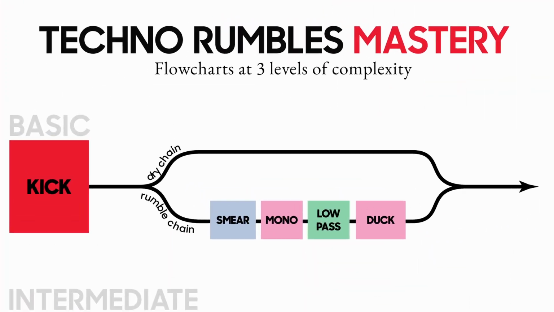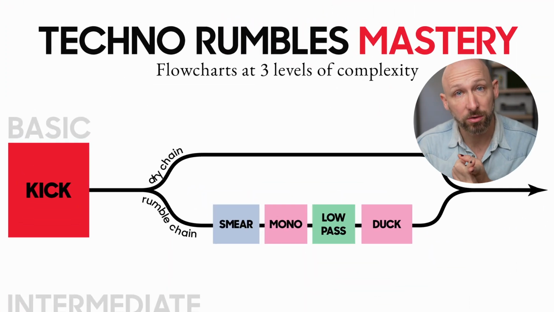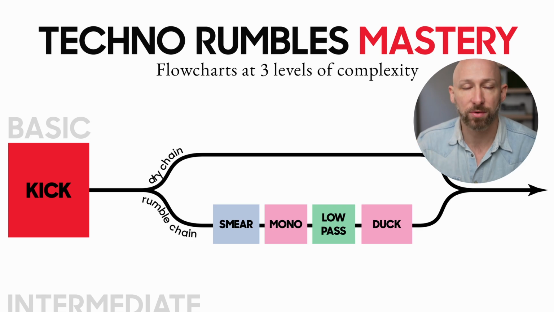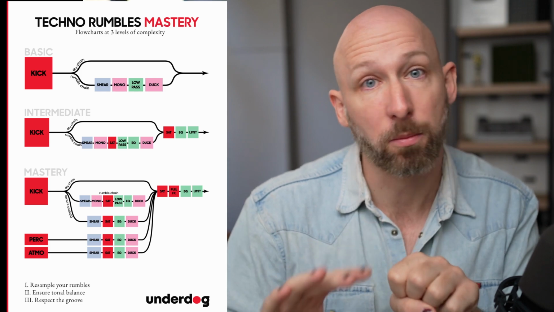So what you would do, let's take the rumble diagram for a second. This is the rumble diagram. You split off a dry signal, and then you split off a signal where you smear the sound and then manipulate it to sit better in the mix. For example, you can mono it in the case of a rumble, you can make it duck, you can saturate it, and so on. But the main point is you smear it and then you place it somewhere in your mix.